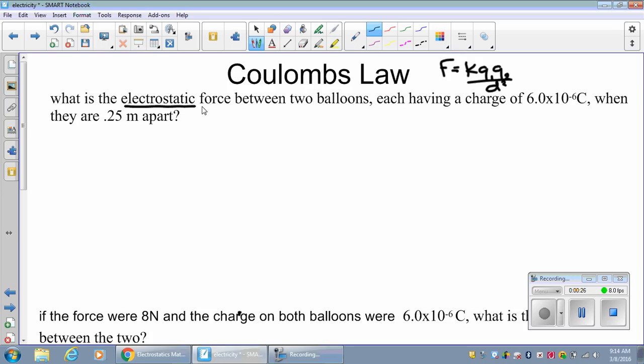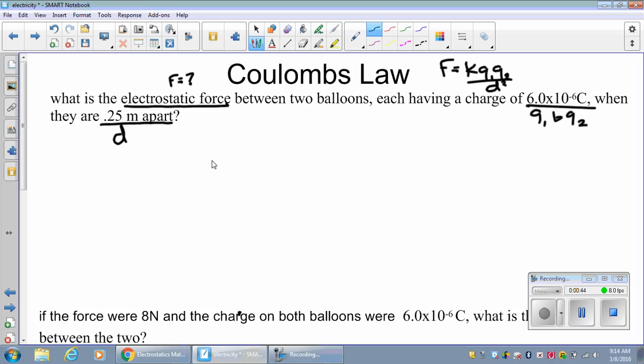What is the electric force? So we go here, force equals, this is what we're looking for, between two balloons, each having a charge of 6 times 10 to the negative 6 coulombs. Coulombs is the unit of charge. So we have, this is Q1 and Q2. And they are 0.25 meters apart, is the distance.